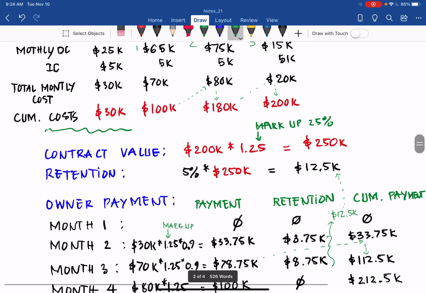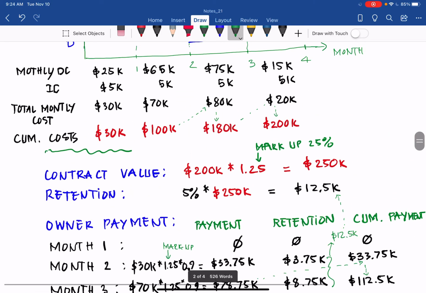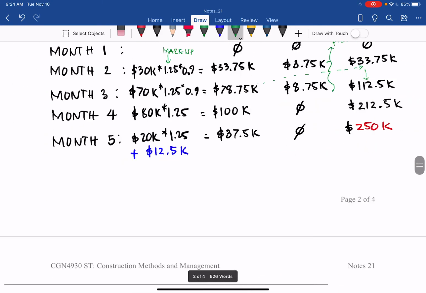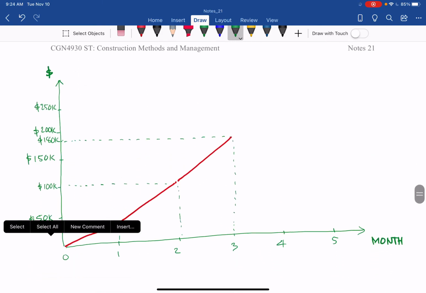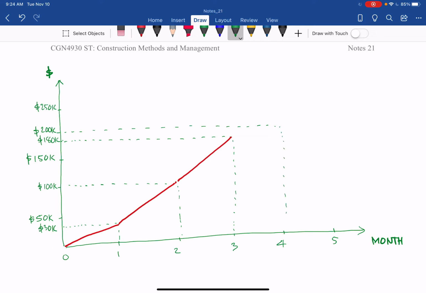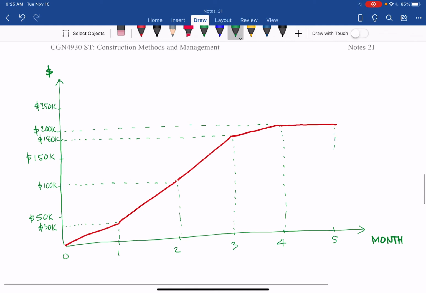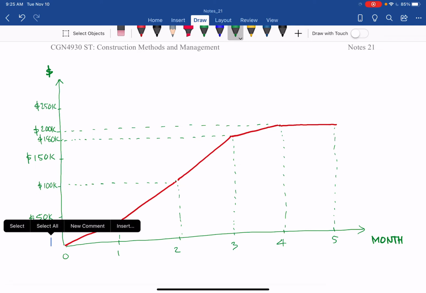And the cumulative total cost for the contractor at the end of month 4 is 200,000. So we can have that 200,000 here. And that keeps the same, no more expense in month 5, the construction is complete. So you can say that it will be the same for the last month. No change, no more expense from the contractor. So that's what you have.